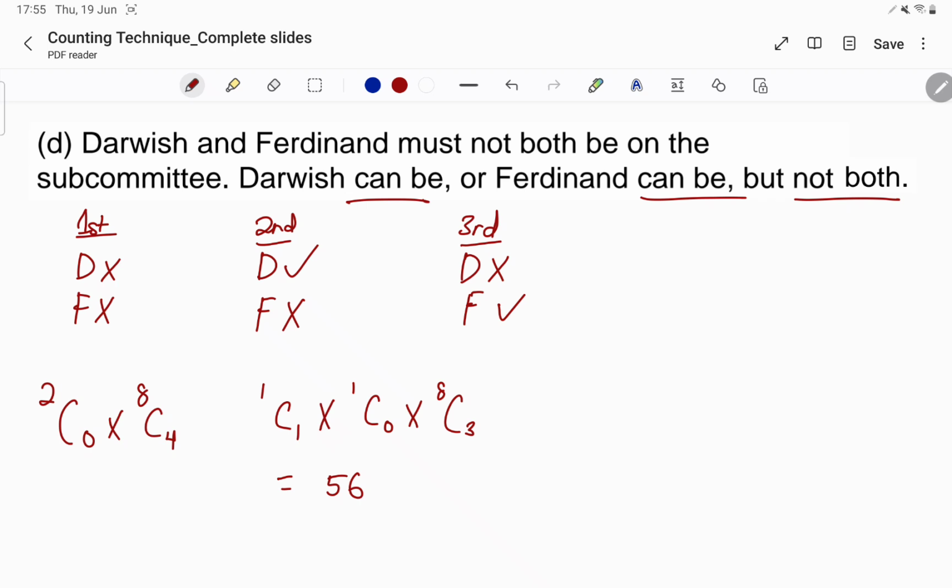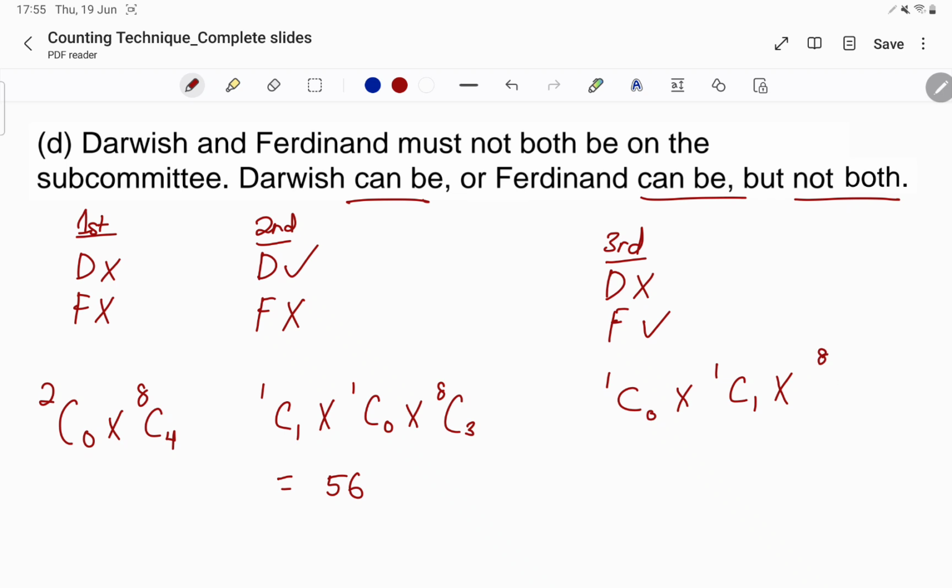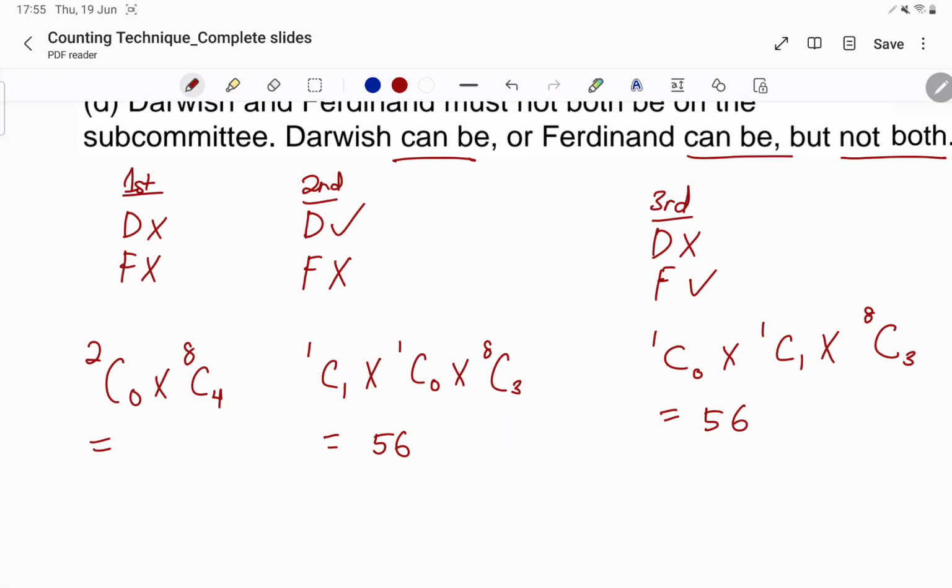Then the third case is when Darwin we cannot choose. Darwin is only 1, so we cannot choose him: 1C0. Ferdinand we can choose: 1C1. Since we already chose Ferdinand, the remaining right now is 8, and since we chose 1 already, the remaining that we need to choose is 3. So 8C3, and the answer is also 56. For the first case, I haven't calculated it yet. Multiply with 8C4 is equal to 70 here.